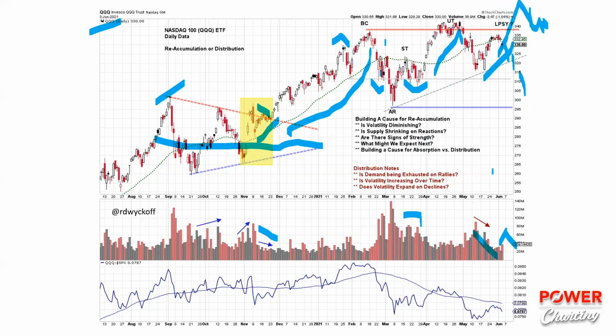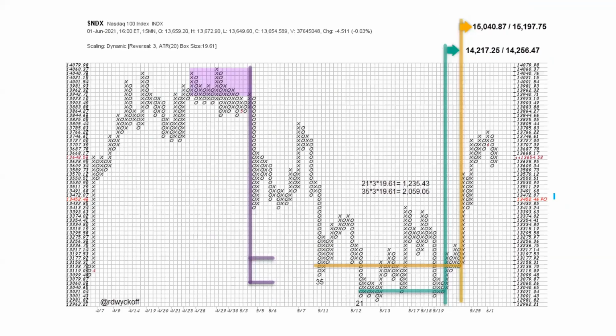This would be a shallow backup. Volume, look at the volume, real low over here back in November. Volume would be real low here. Sorry for all the markings here, but that is sort of the idea. Also notice relative strength here is quite weak. The Nasdaq 100 is underperforming the S&P here.